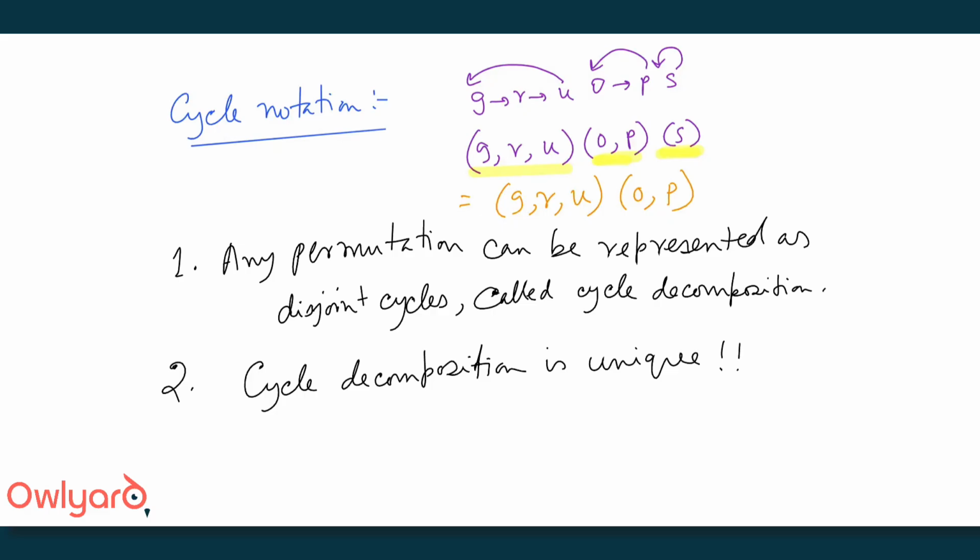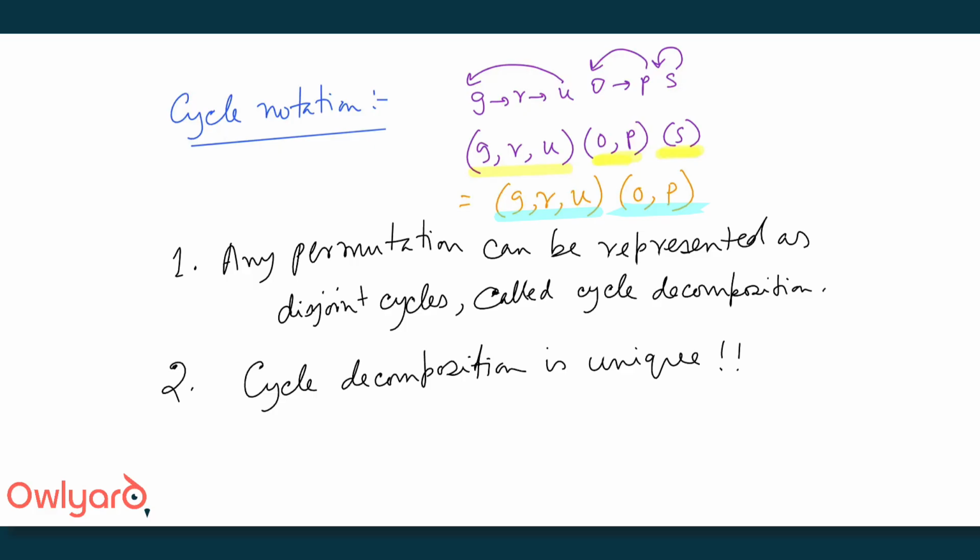You can convince yourself, since there is no common element on the first cycle and on the second cycle, it doesn't matter how you come at this point. You will always come to this particular point, so the decomposition will denote the same bijection.